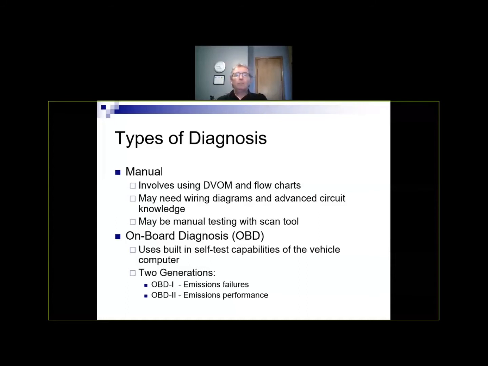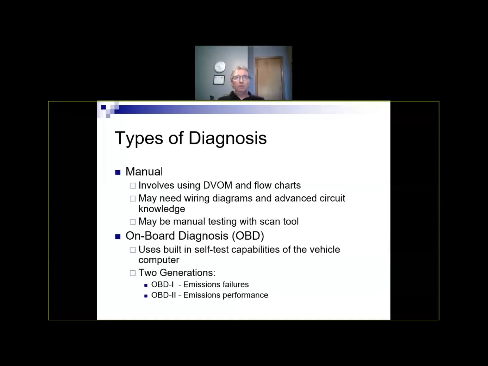However, there's also manual diagnosis that involves a scan tool. I'll give you an example. An EVAP code, right? You've all seen this. You get an EVAP code, small leak, large leak. So the code represents onboard diagnosis, right? The vehicle has recognized some sort of a problem, it's given you a diagnostic trouble code, and now it's up to you to figure out the source or the cause of that diagnostic trouble code, to narrow it down or pinpoint the problem. But you may be using a scan tool to do that.